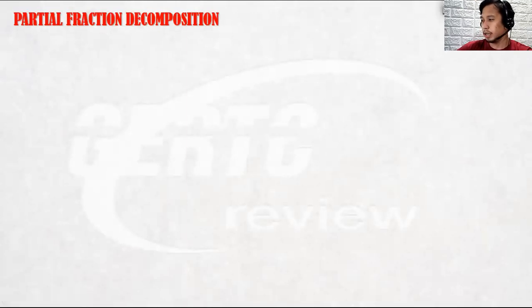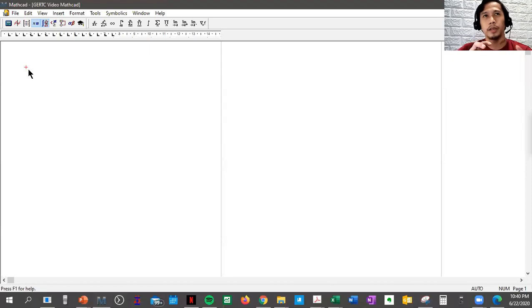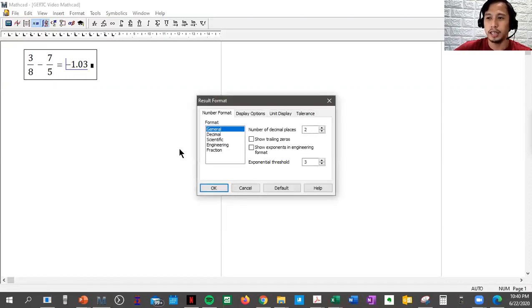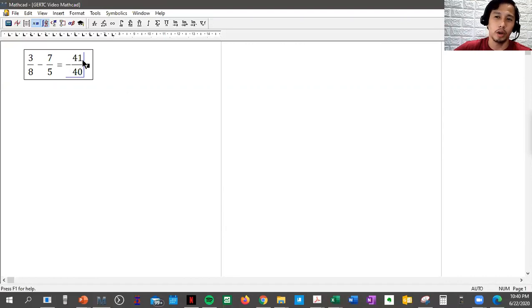That is solving the sum or difference of fractions if the given is the simplified form. It's like this: if we are to make it in terms of numbers, let's say we add 3 over 8 and 7 over 5. If we add this, the sum, or the difference, is equal to negative 41 over 40.